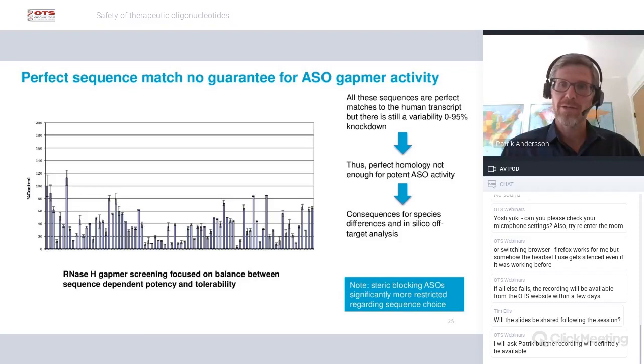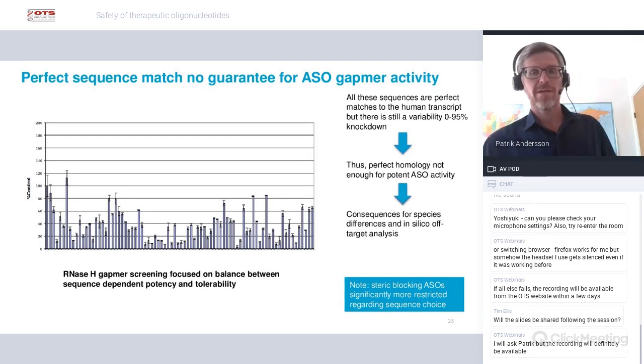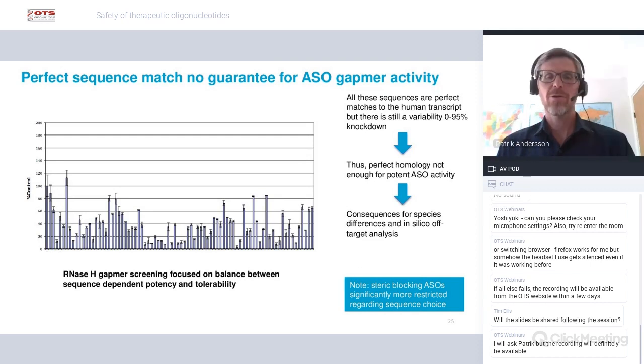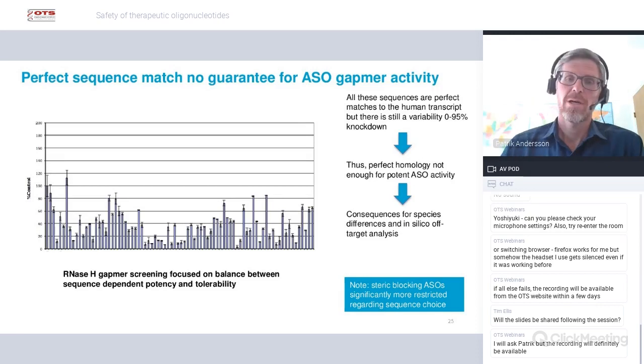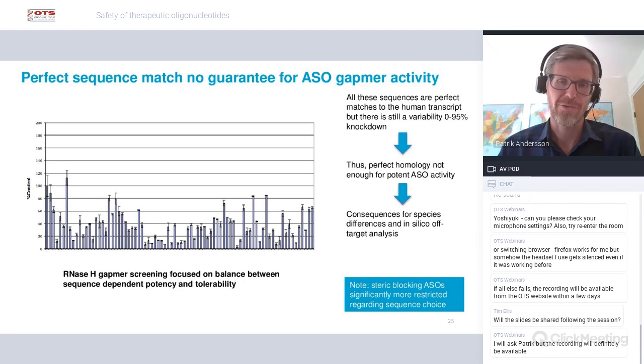So it's also around the in silico off-target analysis. One could think that off-target analysis is quite straightforward: you just do an in silico analysis, and everything that is homologous or within certain rules is going to be an off-target. But when you actually assess those, you get a pattern like this, where many of the potential off-targets identified in silico will not be active when you run the experiment.